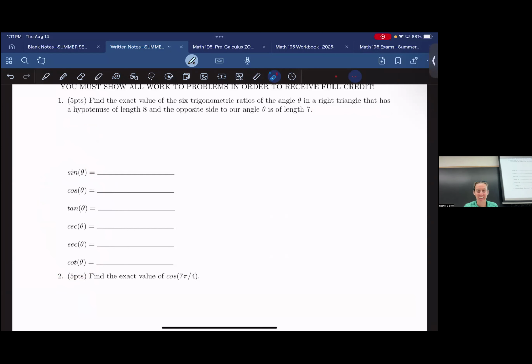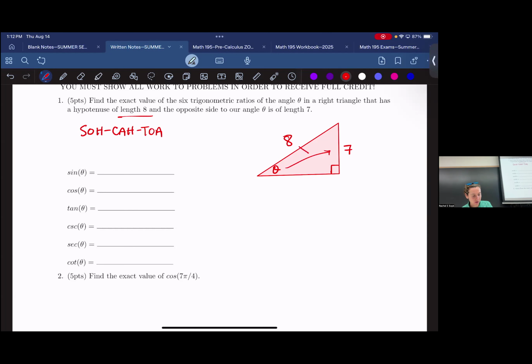And so let's draw out our right triangle. We have our angle theta. We're given that the hypotenuse is 8, and we're given that the length opposite our angle is 7. We're utilizing our SOHCAHTOA here. And so our sine of theta is our opposite over our hypotenuse. So opposite, 7 over our hypotenuse.